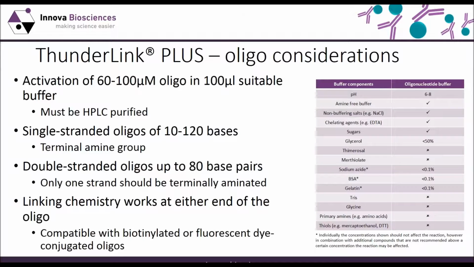Since the ThunderLink Plus chemistry works at either the 5' or the 3' end of the oligo, the technology is compatible with modified oligos, such as those which have been biotinylated or labelled with a fluorescent dye. We've found the conjugation efficiency of ThunderLink Plus to be slightly higher with 5' aminated oligos.